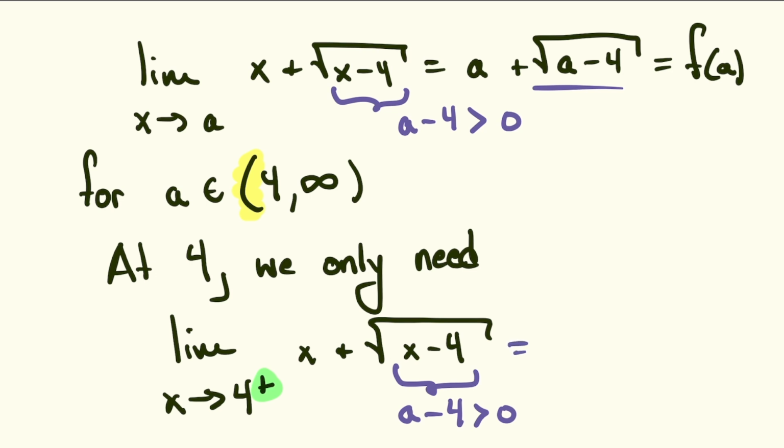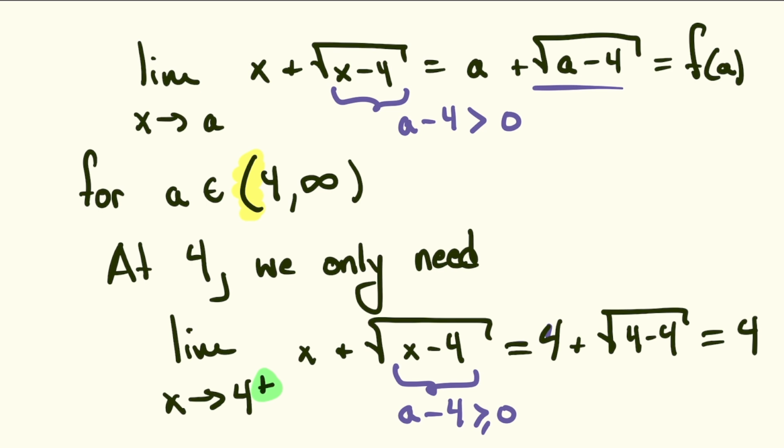So that is going to give us the same thing as 4 plus square root of 4 minus 4, which is equal to 4. So we actually have everything okay there.